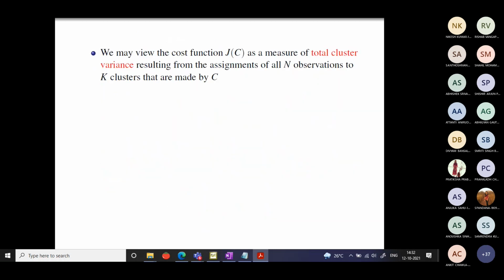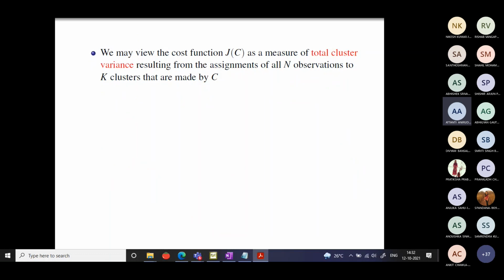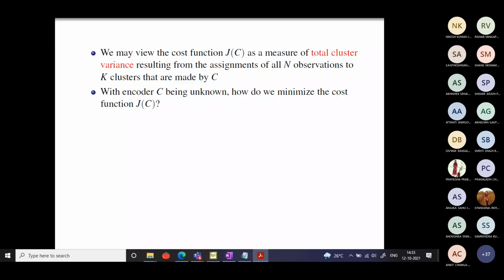So we may view the cost function J(C) as a measure of total cluster variance. If I add this entire part, and the summation also goes, I can write sum over j equal to 1 to k of sigma j square. You are doing nothing but finding the measure of total cluster variance resulting from the assignment of all n observations to k clusters that are made by C, that is the encoder function. And of course, with encoder C being unknown, how do we minimize the cost function? Because C I don't know, let's say.